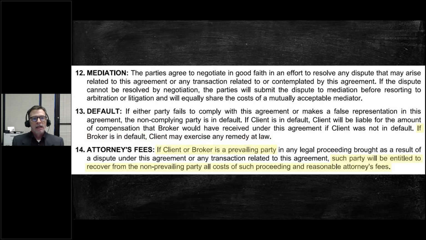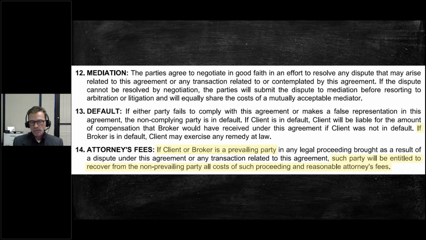Attorney's fees. If the client or the broker is a prevailing party, which means they win, or at least they don't lose, in any legal proceeding related to this agreement or any transaction related to this agreement, that party will be entitled to recover from the non-prevailing party all costs of such proceeding and reasonable attorney's fees. Now the attorney's fees very often are more than the damages.